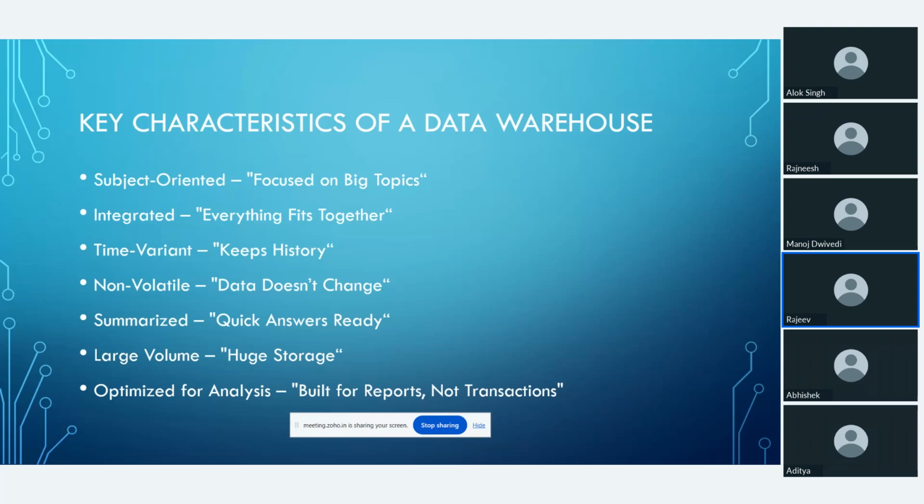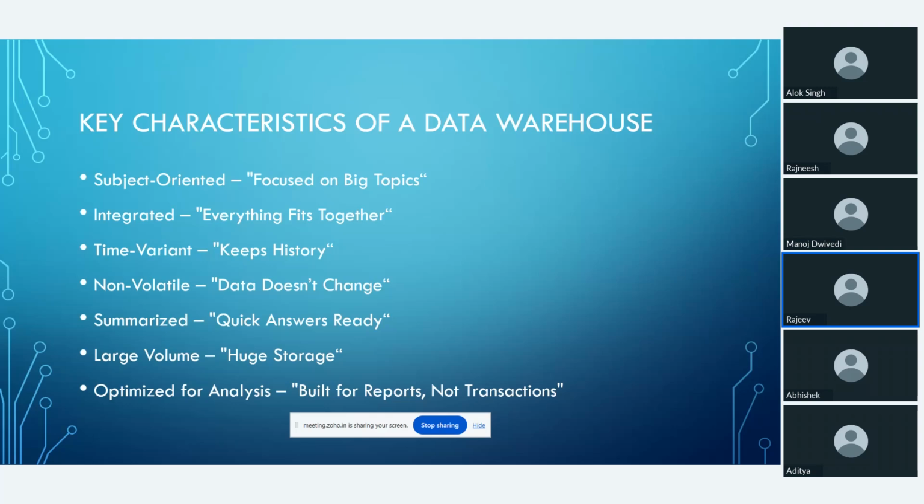The fourth key feature of a data warehouse is that it is non-volatile. Basically, data cannot be changed. Once the data is entered into a data warehouse, it usually doesn't get updated or deleted. Instead, new data is added on top of it, like pages in a notebook. This ensures that reports stay reliable, steady and consistent.